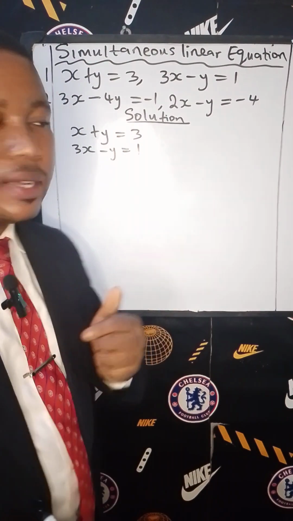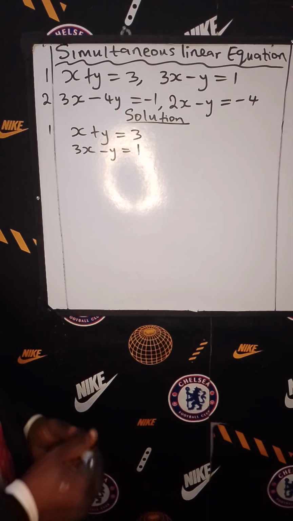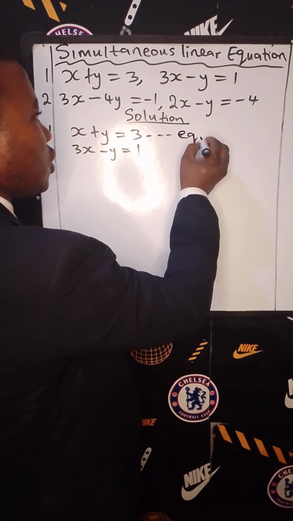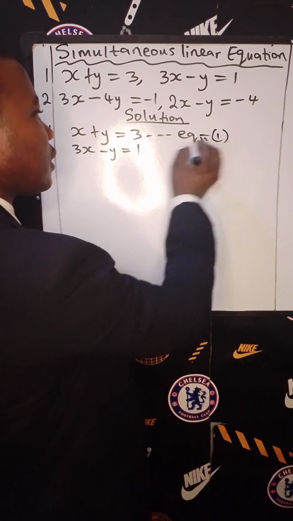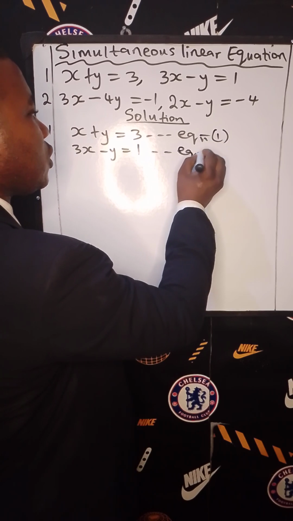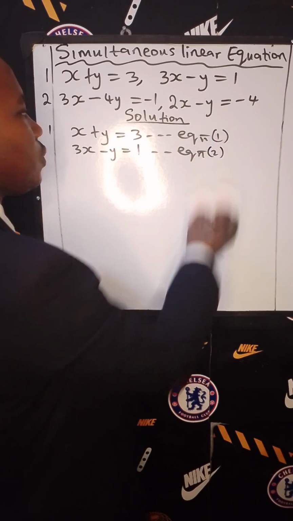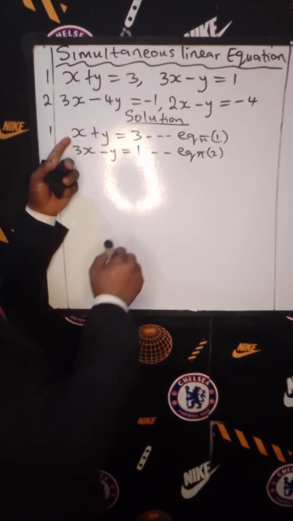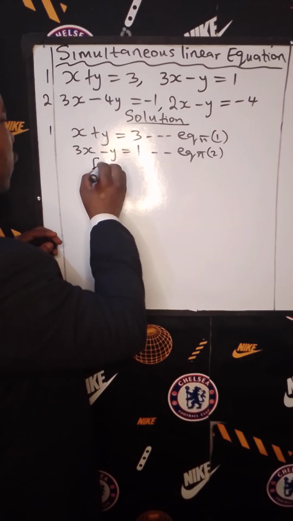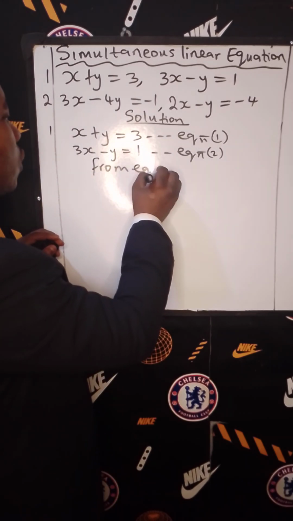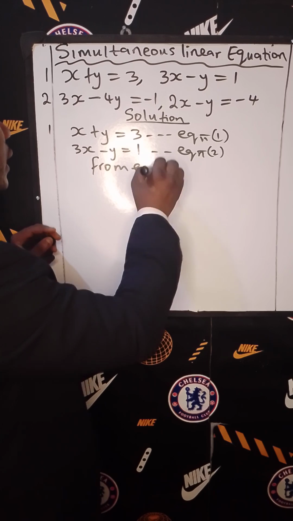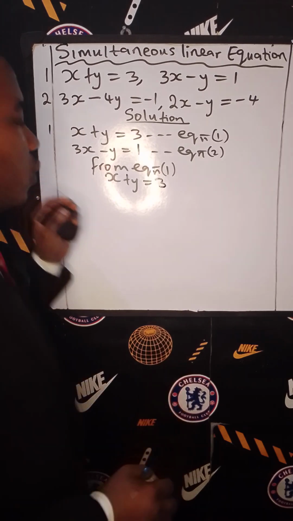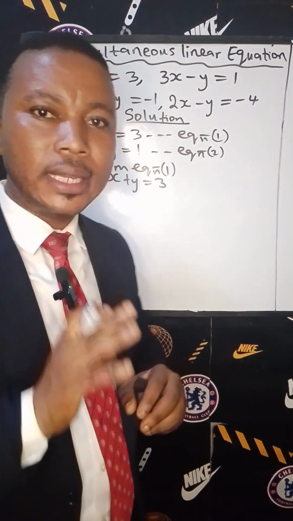3x minus y is equal to 1. We tag the first one as equation 1 and this one as equation 2. You can put it 2. Okay, good. Now, we say from equation 1, as you can see, x plus y is equal to 3. We're going to solve this in a simplified way. Take it step by step.